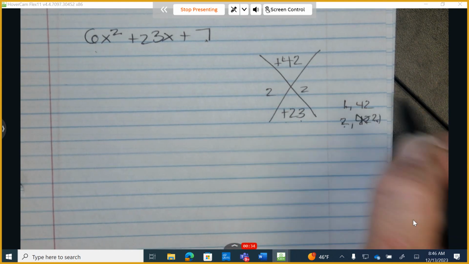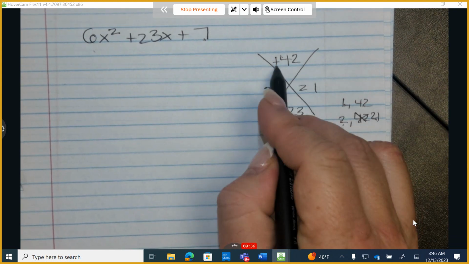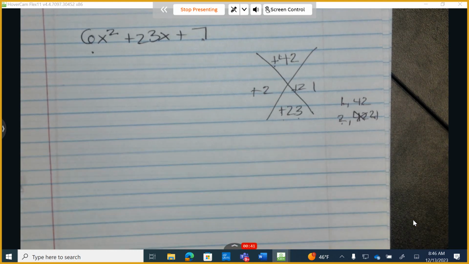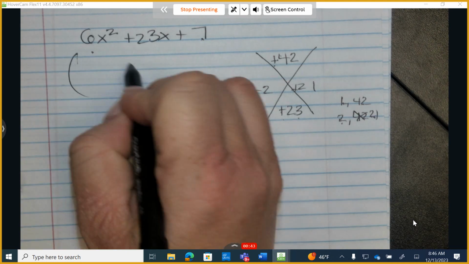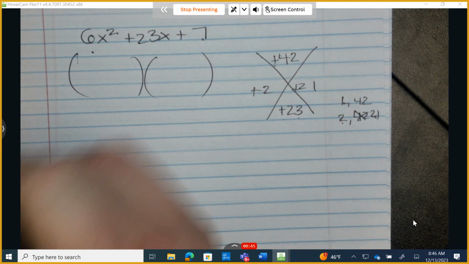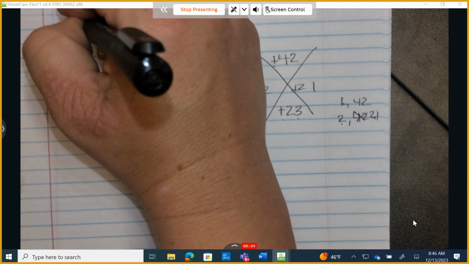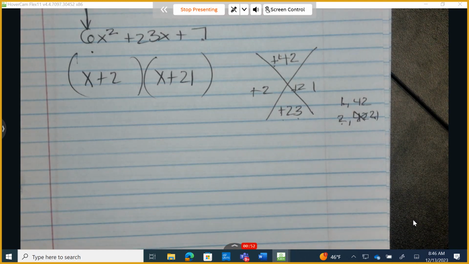Yes. Now the signs do matter. They both have to be positive. Same sign and both positive. Whenever the leading coefficient is anything other than 1, I'm going to choose to do what I think is the efficient way. So x plus 2 and x plus 21. But here's what a lot of people forget. I think this is the more efficient way.